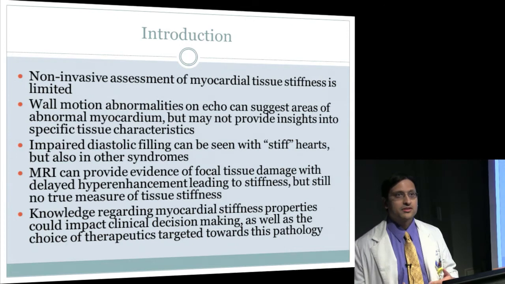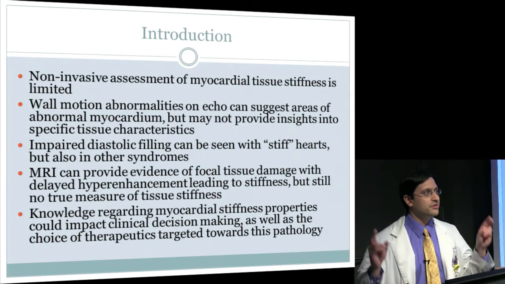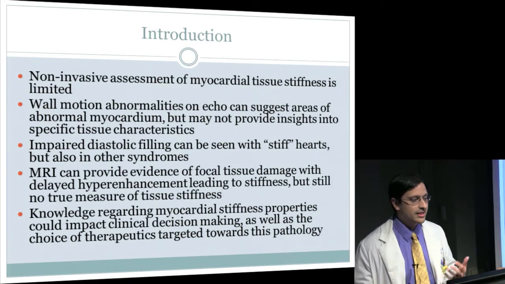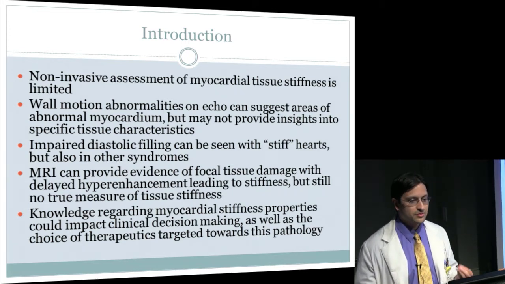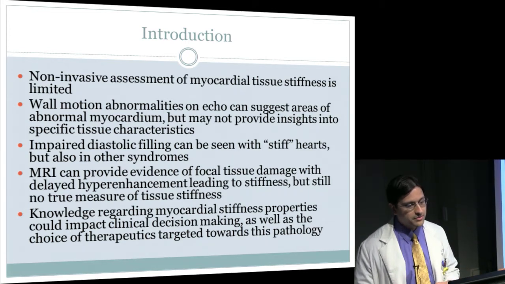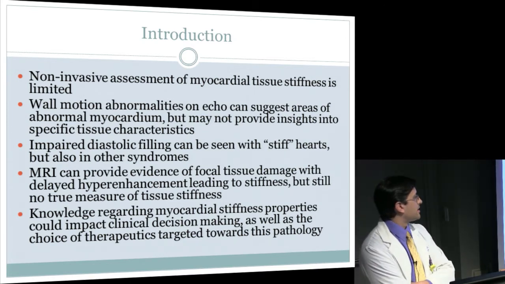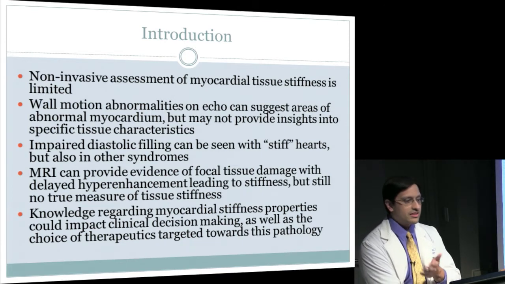We often talk about diastolic dysfunction or impaired diastolic filling. This can be due to the stiff heart kind of syndromes we talk about, or it could just be volume abnormalities. Again, we can use a lot of surrogate markers, but it's always hard to truly assess exactly what's wrong with underlying myocardium. Current clinical MRI gives us the opportunity to do delayed hyper-enhancement imaging, through which we can identify areas of infarction and fibrosis.